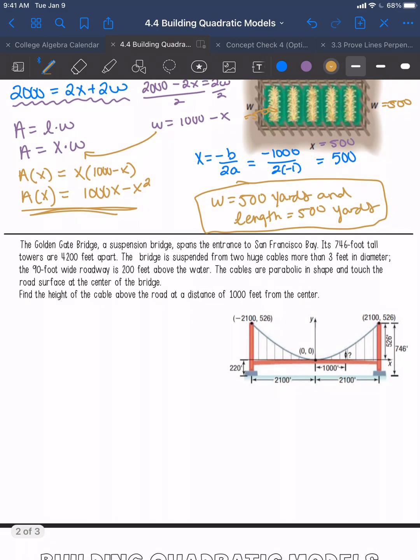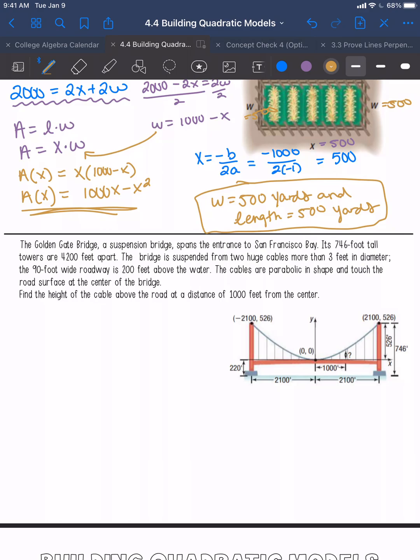And last one here, we have the Golden Gate Bridge, which is a suspension bridge, spans the entrance to San Francisco Bay. It has towers that are 746 feet tall, and those towers are 4,200 feet apart. The bridge is suspended from 2 huge cables more than 3 feet in diameter to a 90-foot wide roadway, and it is 200 feet above the water. The cables are parabolic in shape and touch the road surface at the center of the bridge. We are asked to find the height of the cable above the road at a distance of 1,000 feet from the center. So here we have a picture.